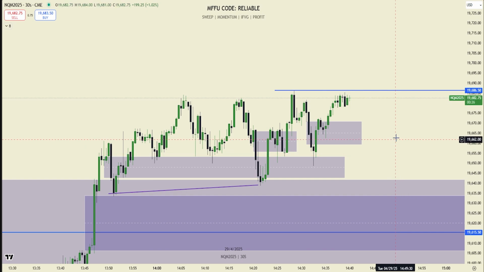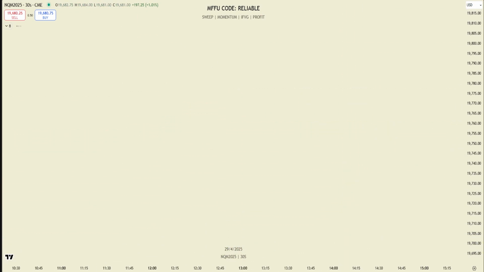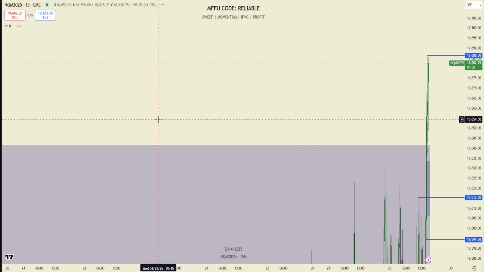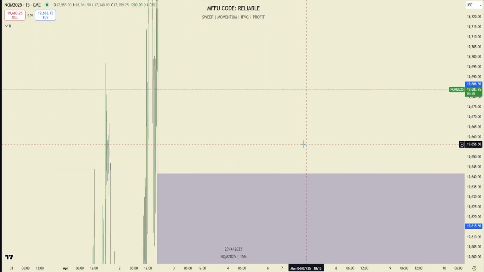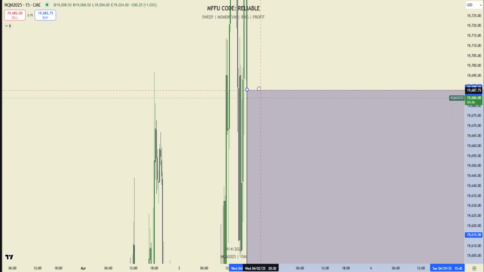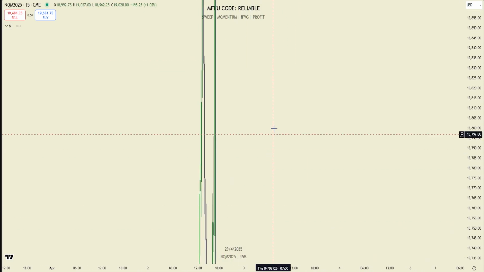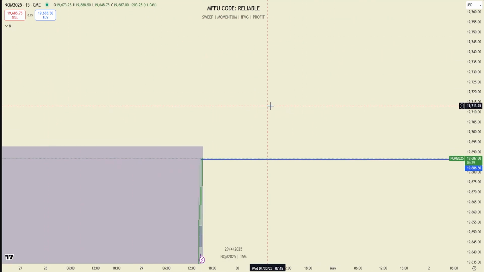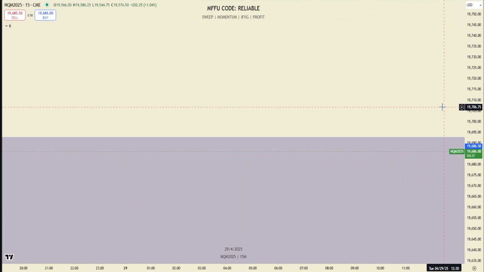What's the next target above the blue line? Probably the next target would be once we close over the 15, which we haven't yet. Have we? Yeah, no, we haven't. Probably highs up here. There's not really a whole lot of liquidity targets left for us to get.